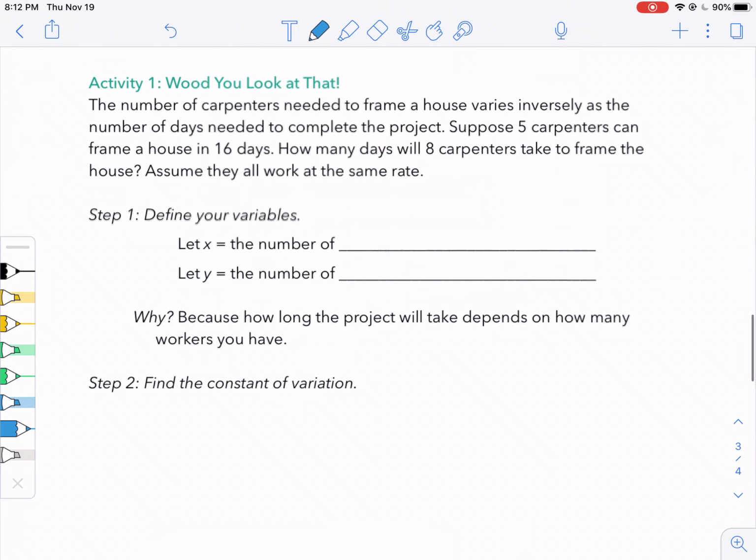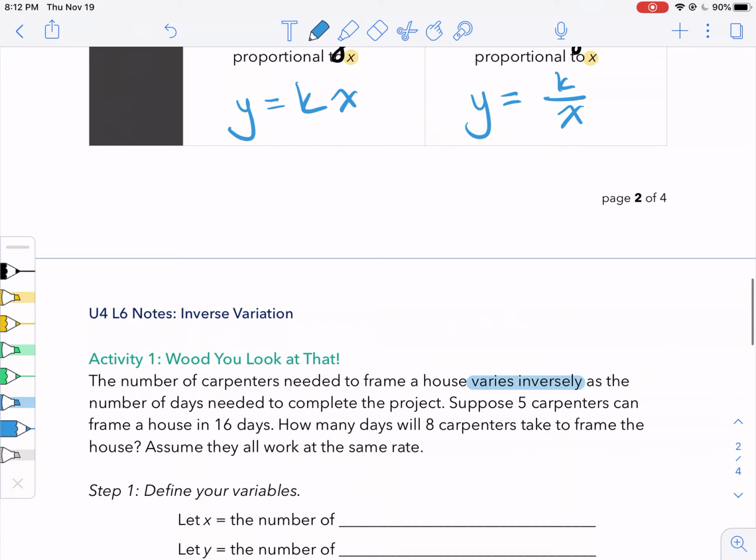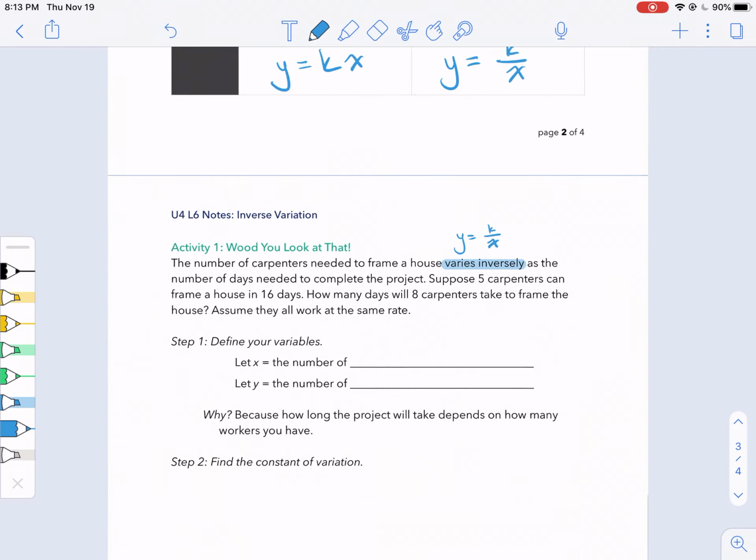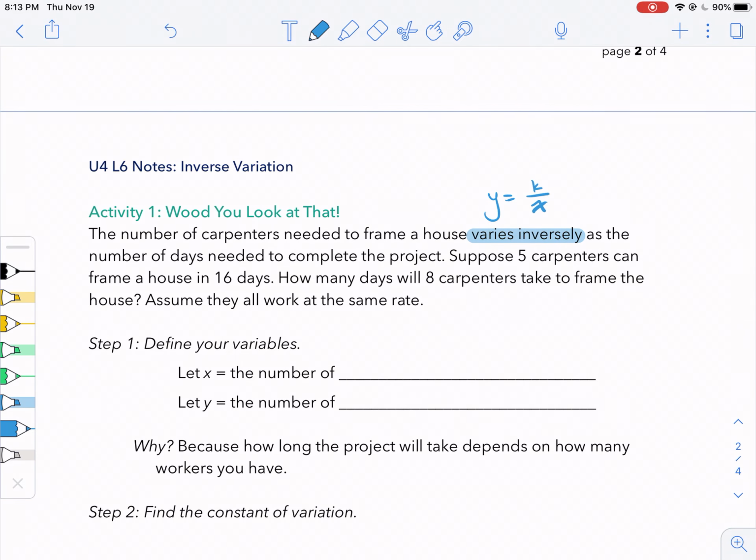Okay, the number of carpenters needed to frame a house varies inversely. Wherever we see varies inversely, y equals k divided by x. The number of carpenters needed to frame a house varies inversely as the number of days needed to complete the project.